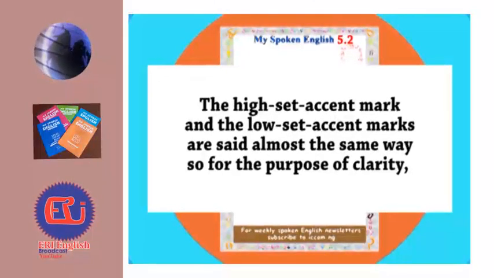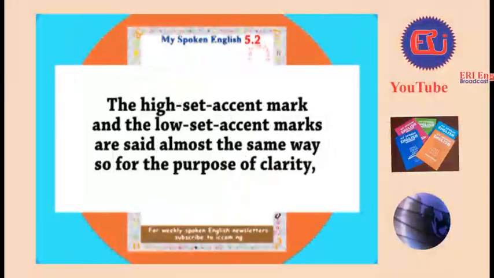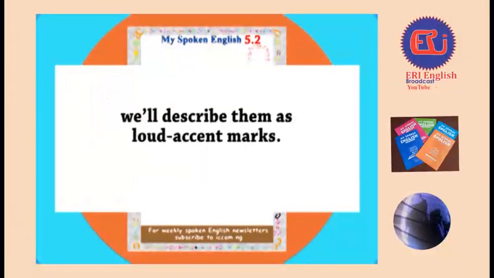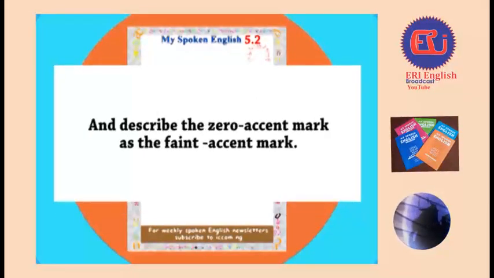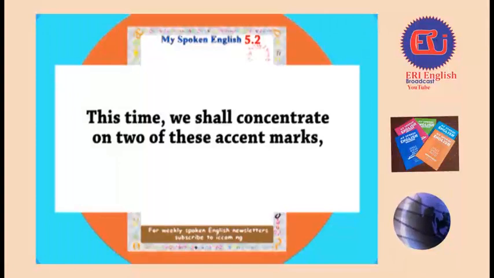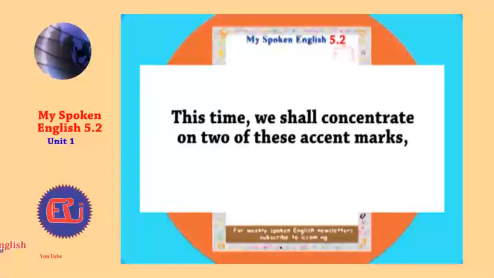The high set accent mark and the low set accent mark are said almost the same way, so for the purpose of clarity, we'll describe them as loud accent marks and describe the zero accent mark as the faint accent mark. This time, we shall concentrate on 2 of these accent marks.